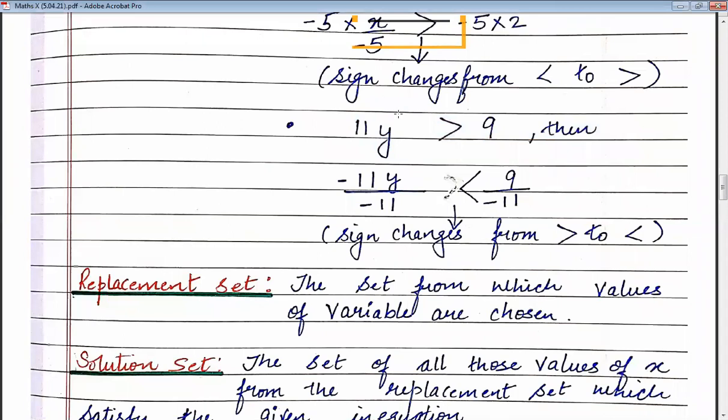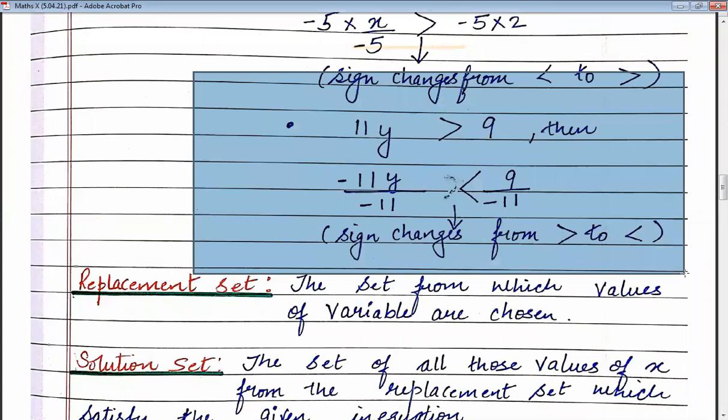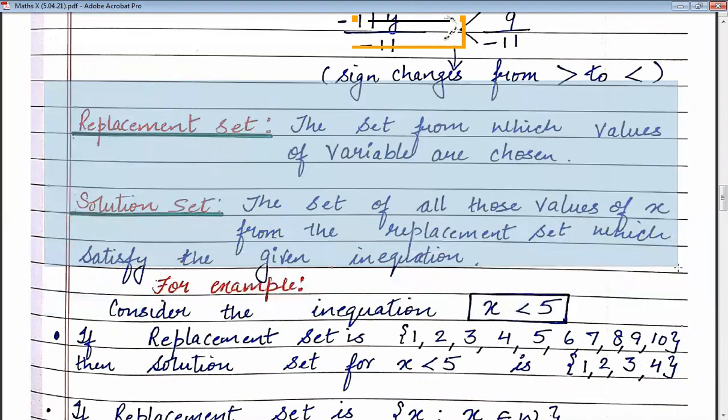So whenever you are dealing with a positive number, your inequality remains the same. But whenever you divide an inequality by a negative number or multiply by a negative number, your inequality changes. Okay. Now let's discuss another very important topic, that is replacement set and solution set.